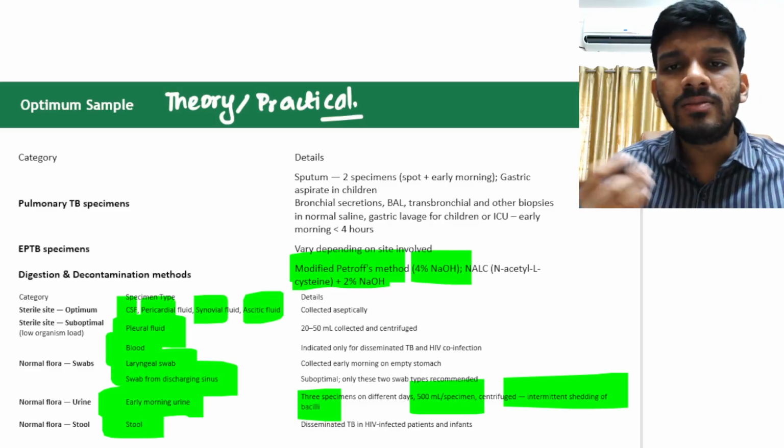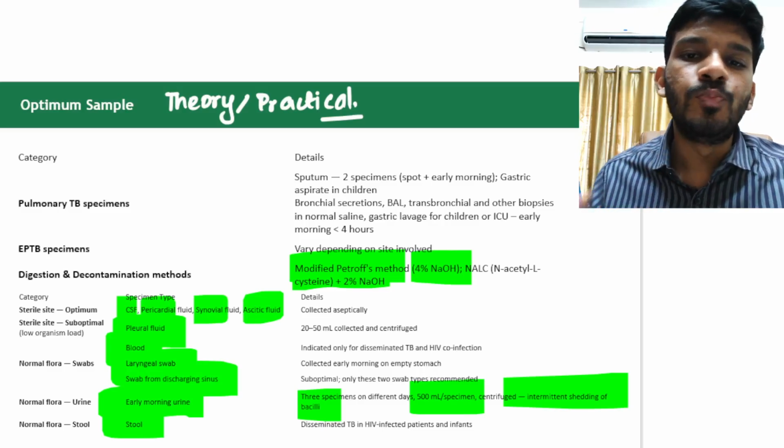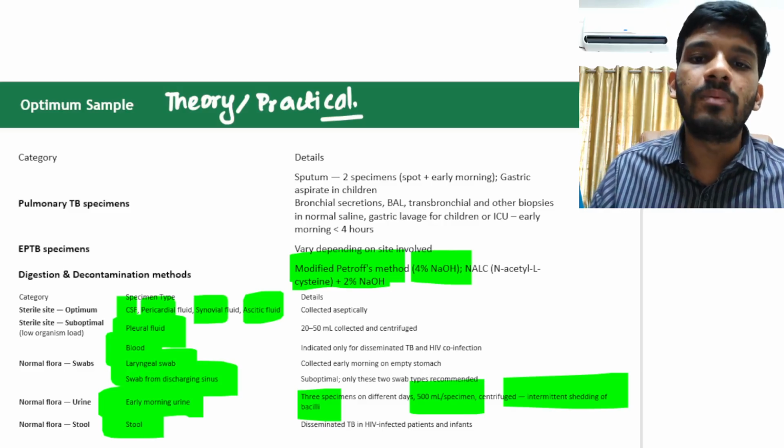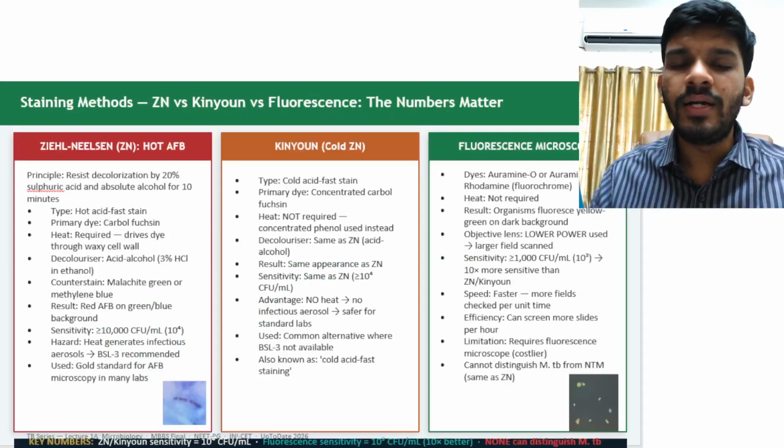Okay, so this will be more useful to you when you are practicing as a medicine resident and you are trying to prove tuberculosis in a patient. What is the optimum sample to send? Right. Next, staining methods. We have already discussed this.